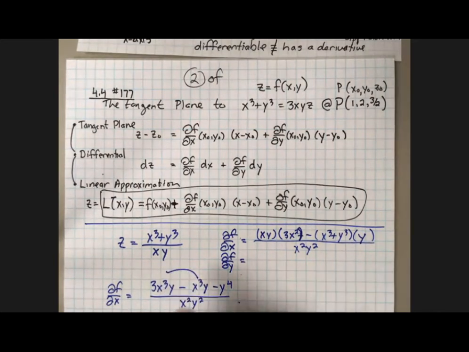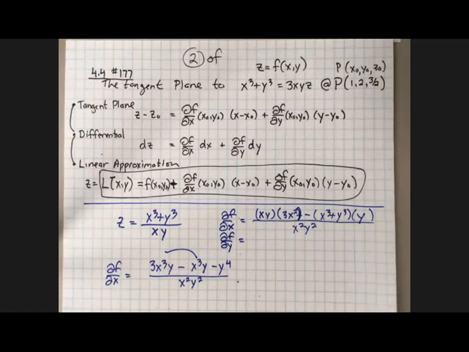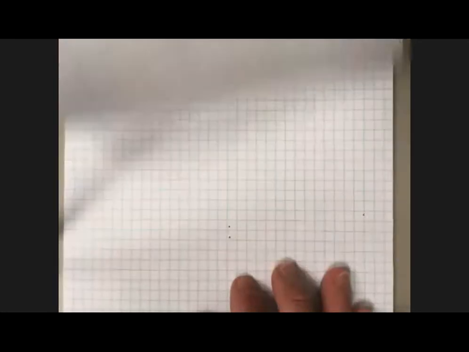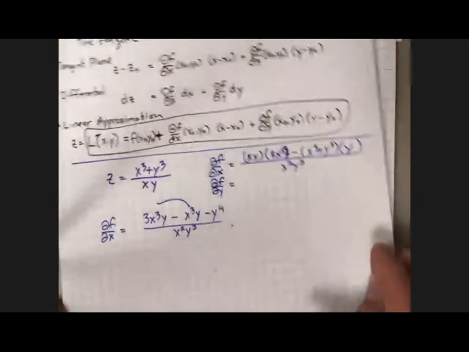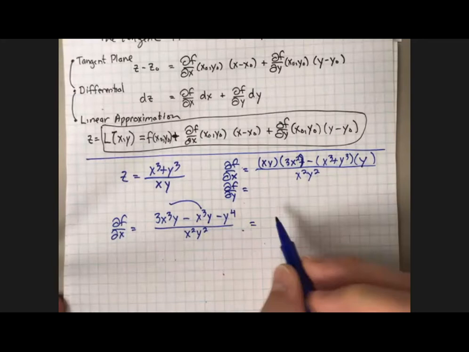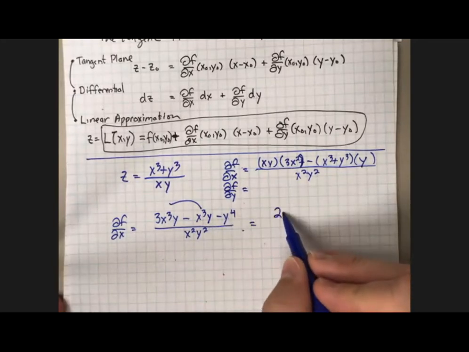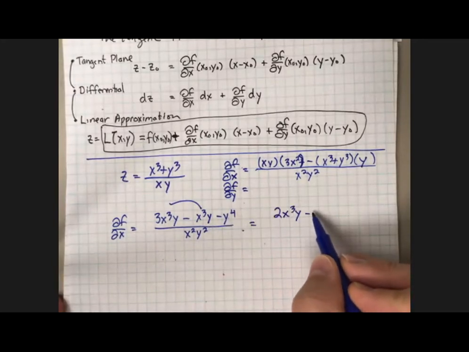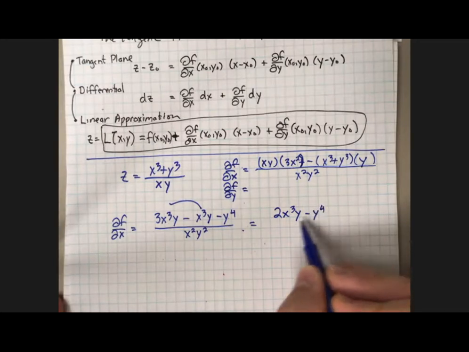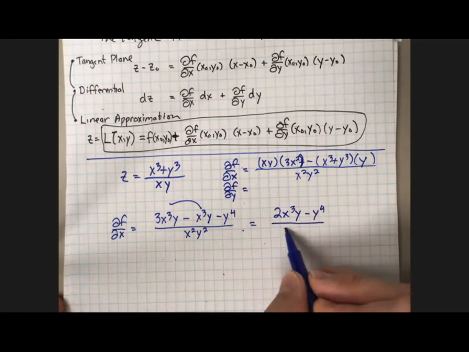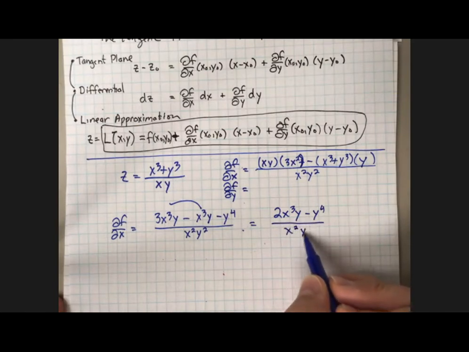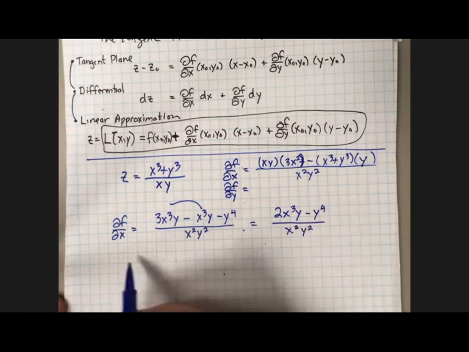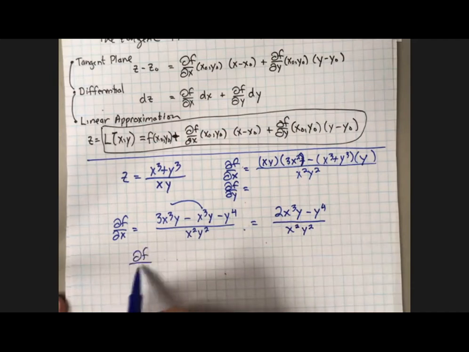Keep simplifying by bringing these two objects together. Let me tear off this paper so I can move it more easily. And that gives me 2x cubed y. I am missing some y's. Am I? No, I'm okay. Minus y fourth over x squared y squared. And now I'm ready for the final presentation.